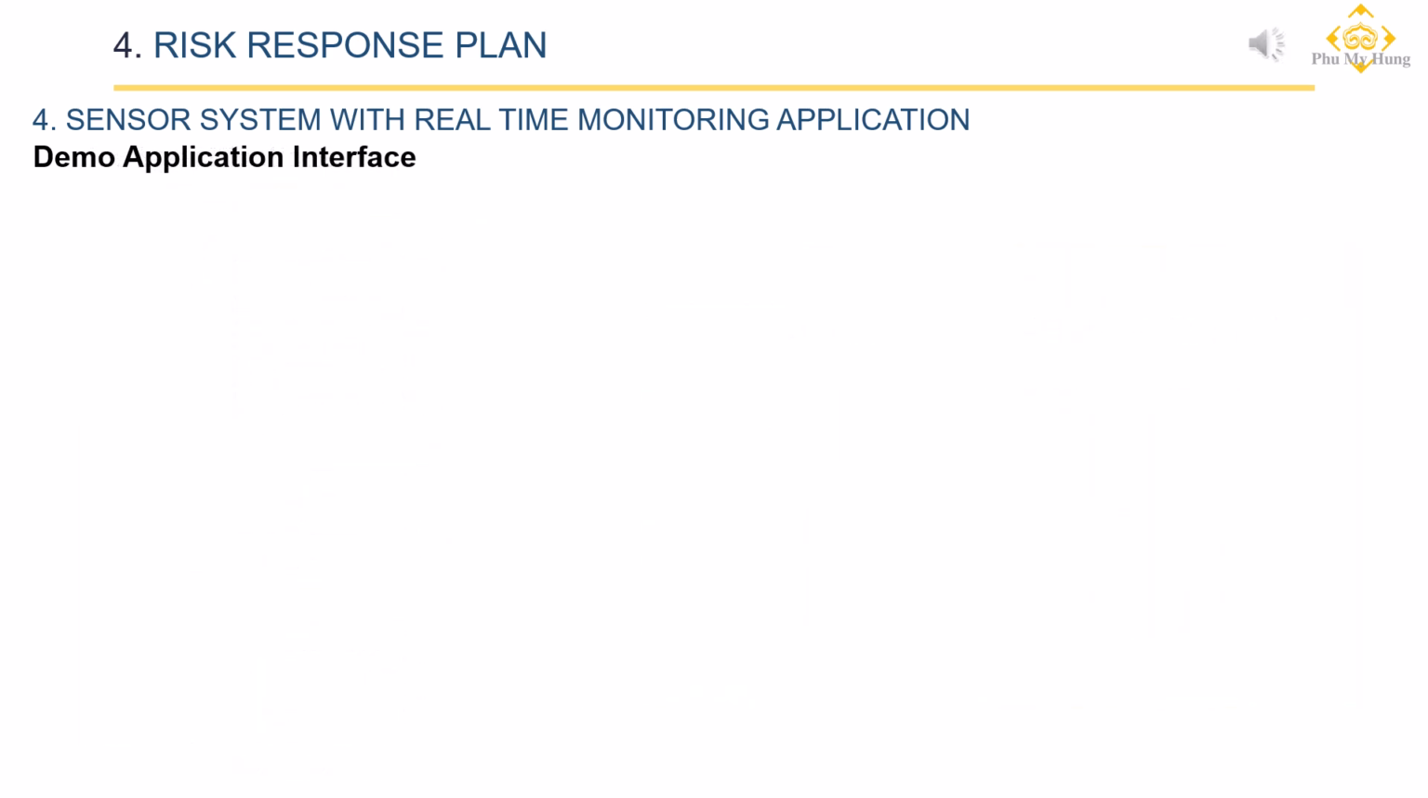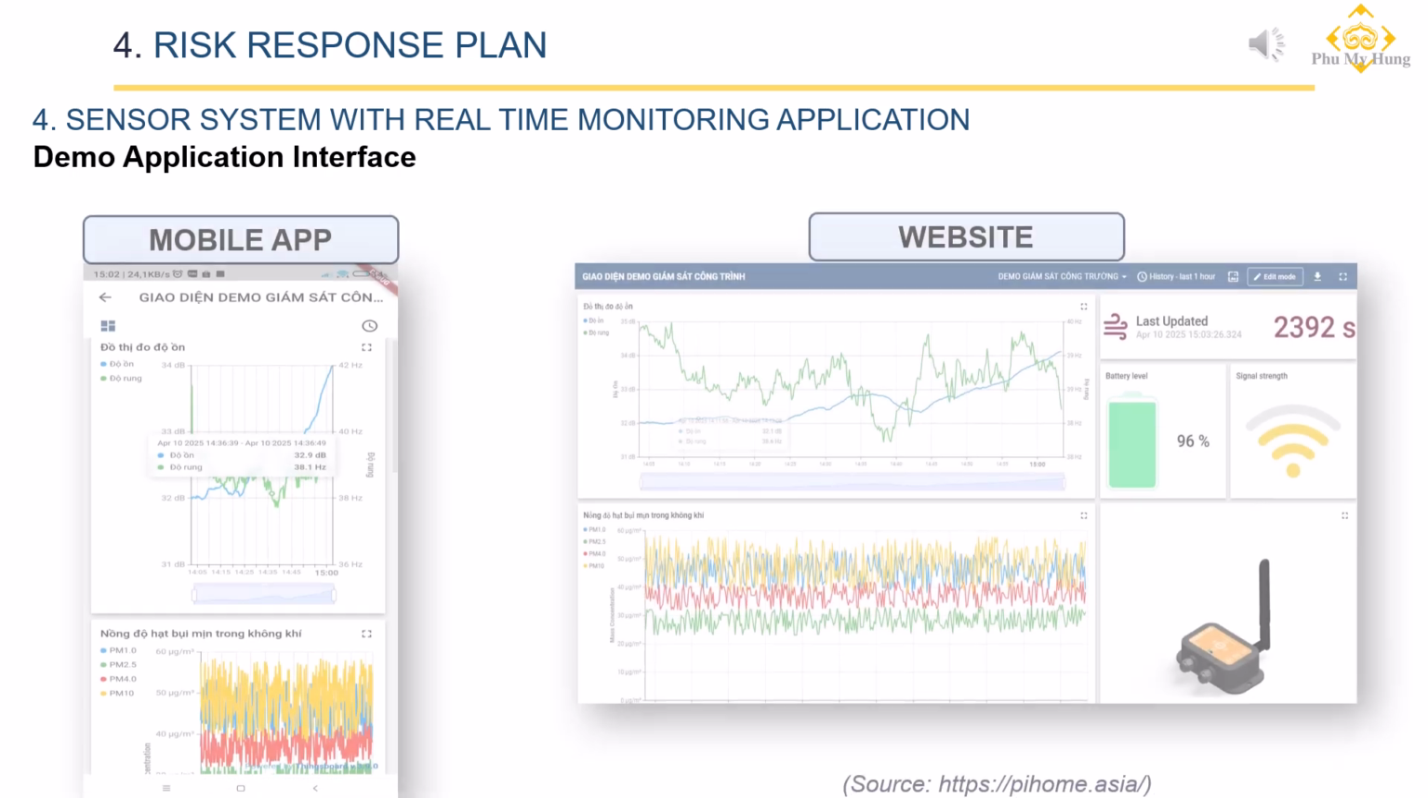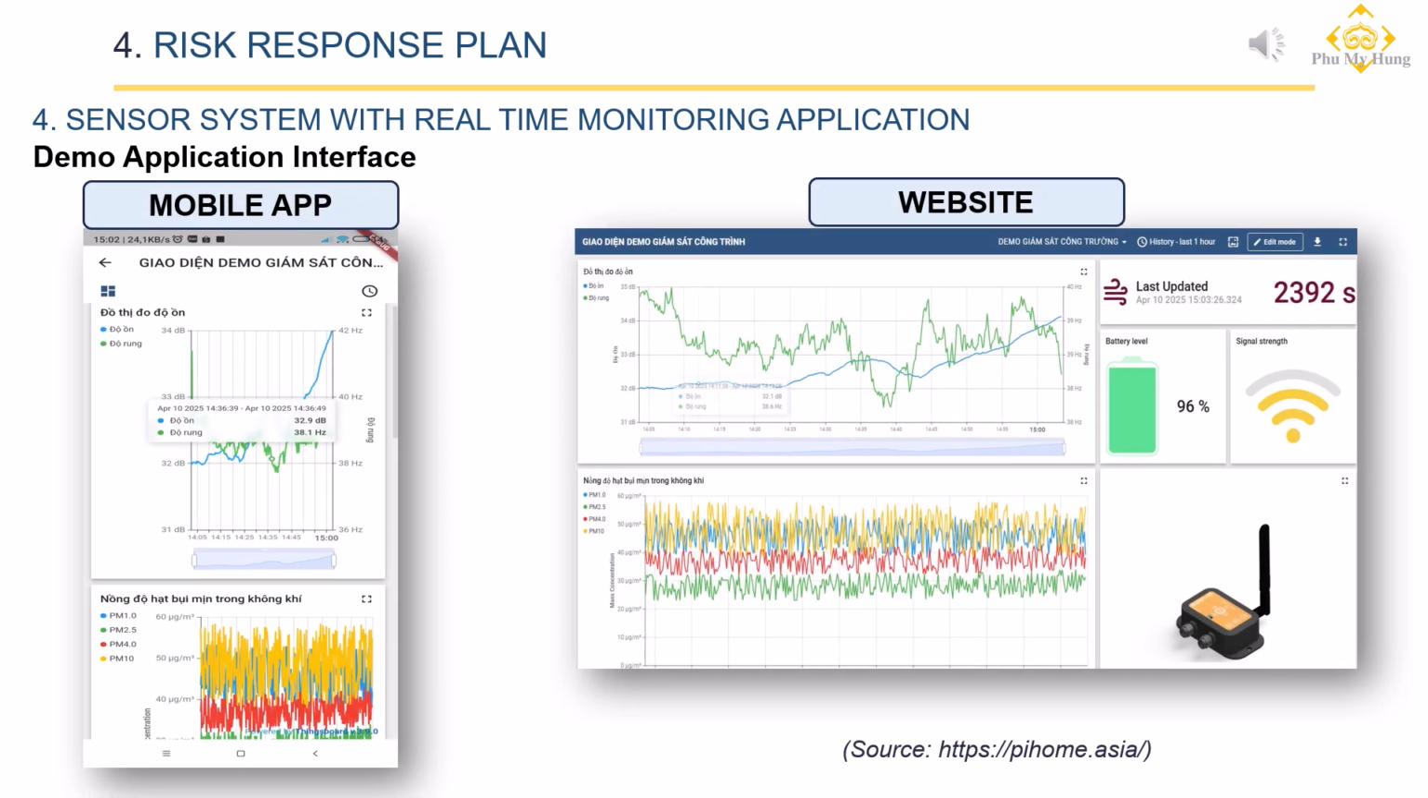Here are some simulated images of the application interface on the phone and website provided by P-Home. Through this platform, parties such as the project team, supervision consultant, and contractor can all monitor environmental indicators in real time and handle immediately when detecting risks exceeding the allowable threshold.